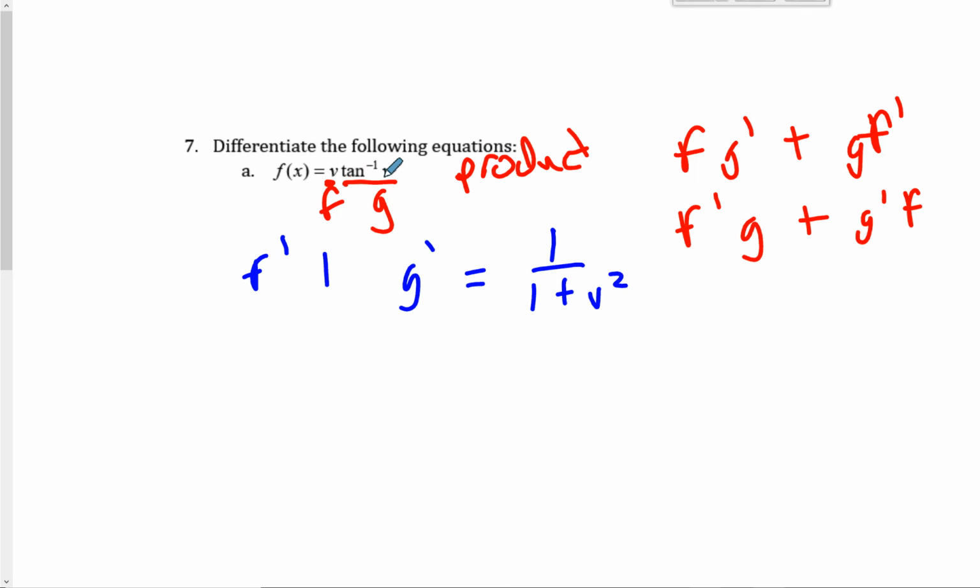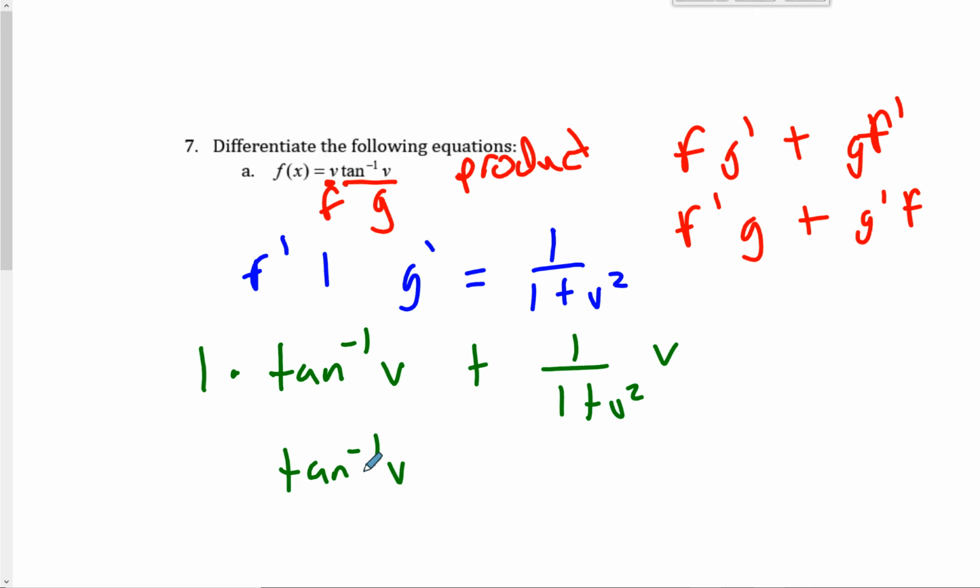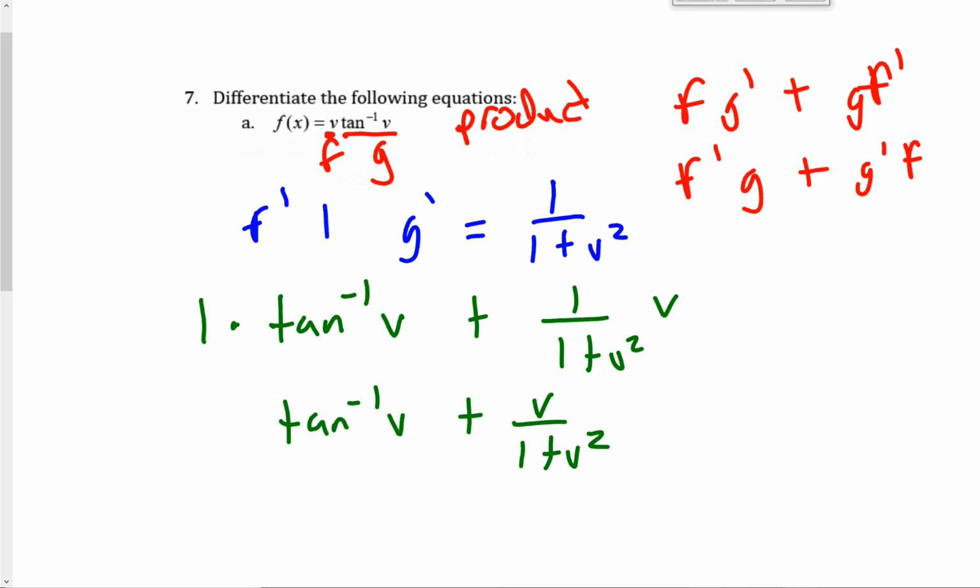If you have anything other than just v, you would be doing chain rule, so I would multiply this by the derivative of whatever v is. If that was v squared, then it'd be 2v. Right now, I'll leave this as v. All right, so F prime, 1, times G, plus G prime, which is 1 over 1 plus v squared, times F, which is just v. So we can simplify this: tan inverse of v plus v over 1 plus v squared, and that's good enough.